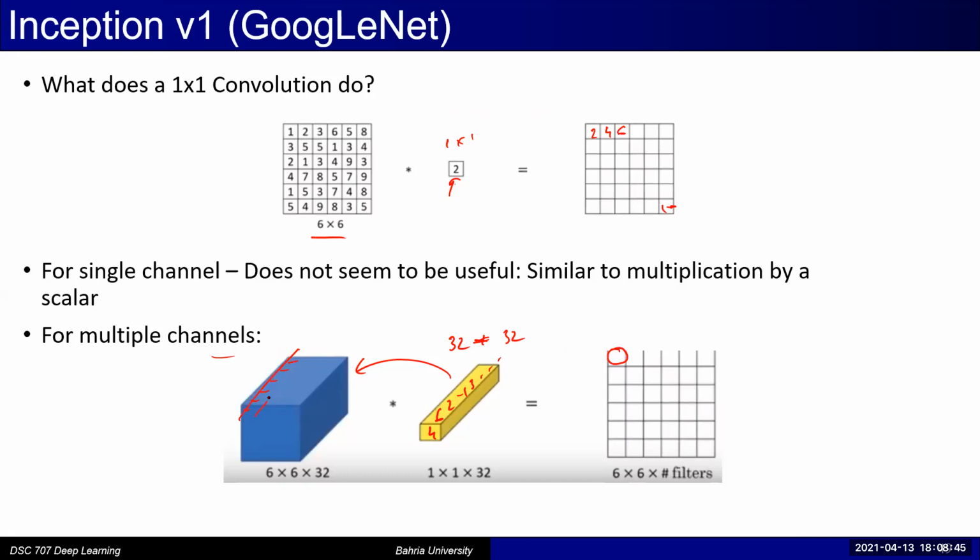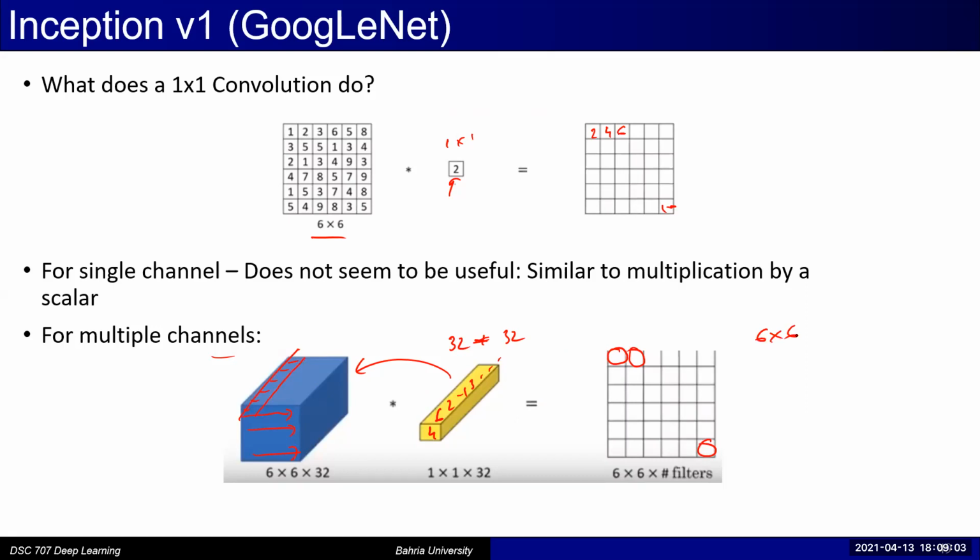Then you move the filter one position to the right, you multiply all 32 values together, you get the second value which comes here. So you keep on moving the filter on the image, and eventually you have a 6 cross 6 output, right? So if you apply one filter, you have a 6 by 6 output.